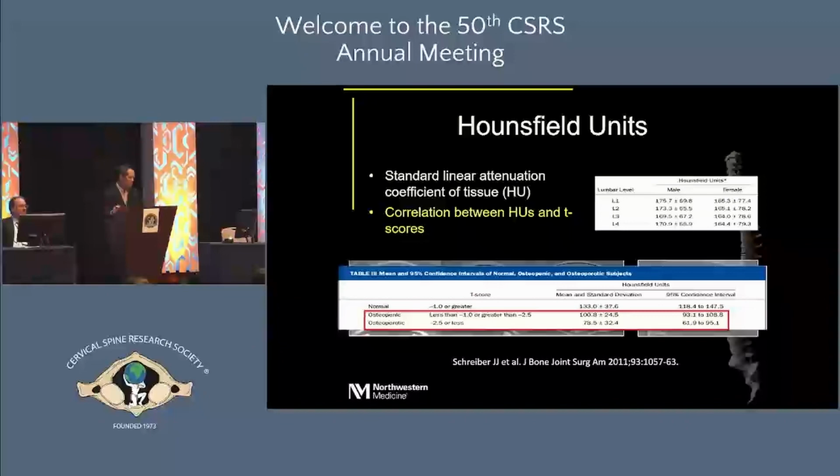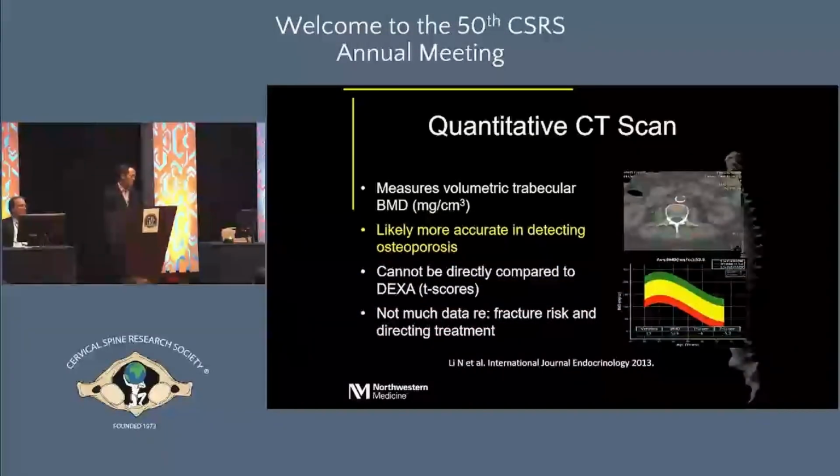Taking that to a next level, a quantitative CT scan, which can be performed with a standard CT scanner with different phantoms, measures volumetric trabecular bone mineral density and is likely more accurate in detecting osteoporosis. This test cannot be directly compared to DEXA scores because we don't have that epidemiological data as of yet. And there's not much data in terms of what this value means in terms of fracture risk and directing treatment.